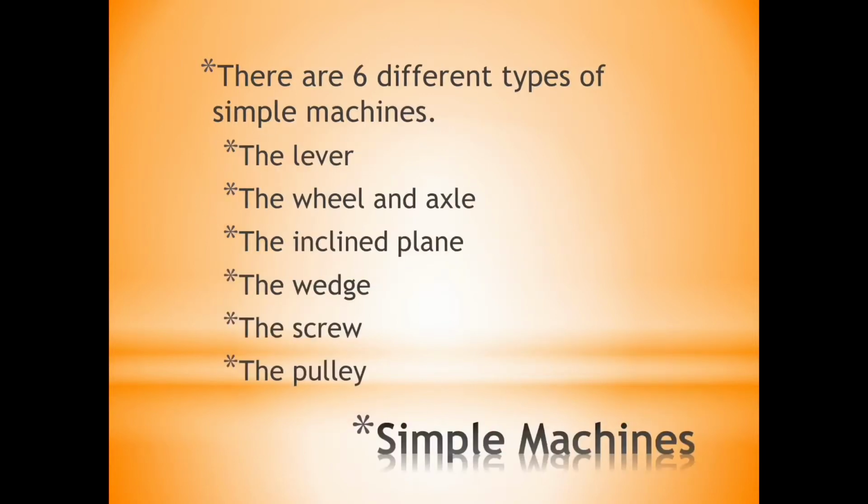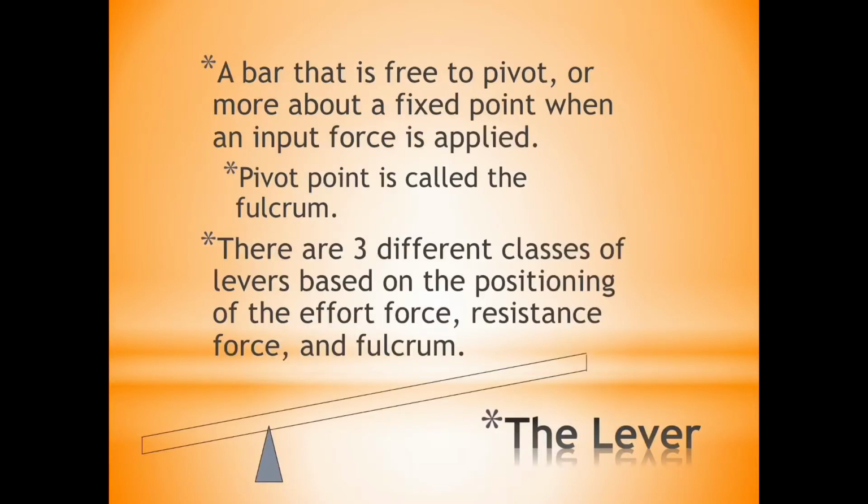All right, so now let's talk about the 6 different types of simple machines. We've got the lever, the wheel and axle, the inclined plane, the wedge, the screw, and the pulley. You may have talked about these in middle school. So the only one I'm going to go into depth on is the lever. That's because we're going to talk about the 3 different classes. But the others, I'm just going to show you a picture, and I'm going to just talk about them pretty quickly and then go into the recap for the lesson.